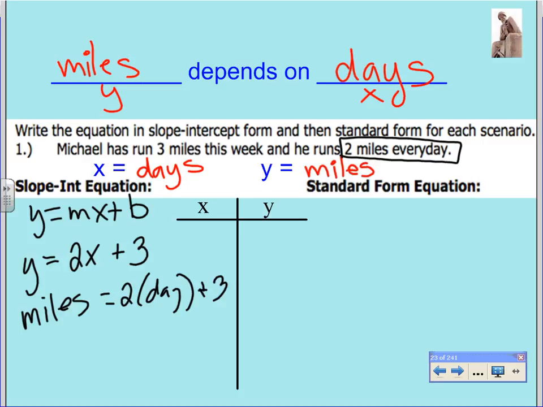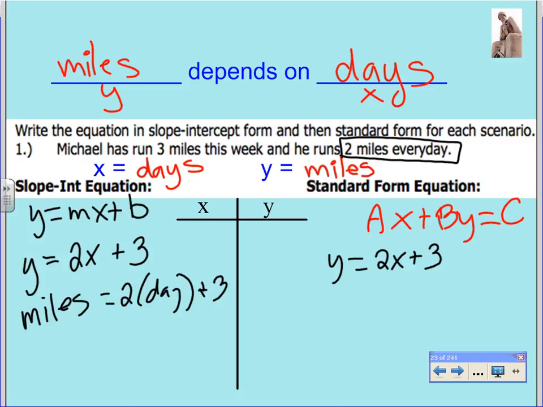Okay, let's go to standard form. Without looking, what is the general equation of standard form? Here's a hint. Amanda? Good. AX plus BY equals C. I want everyone to write that. Standard form is AX plus BY equals C. I then want you to rewrite the slope-intercept form underneath.